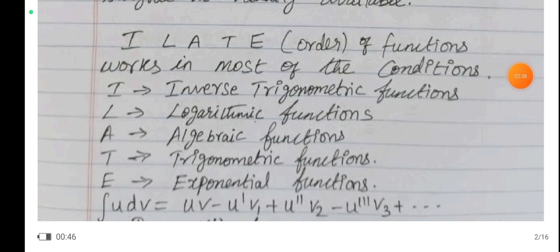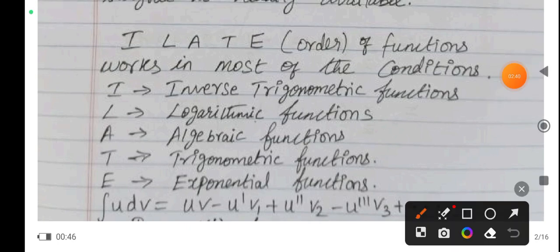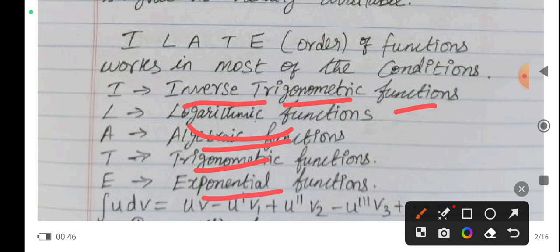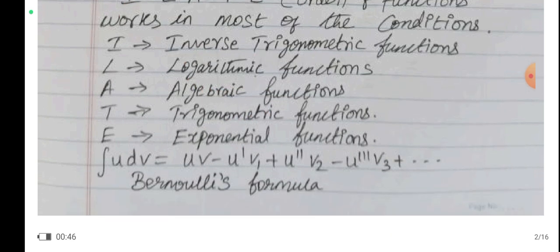What works? ILATE. I means inverse trigonometry comes first, then logarithmic function, then algebraic, then trigonometric, then exponential. But for us only LAE. Why for applied math students only LAE? Inverse trigonometric and trigonometric itself are not there. So for us log, algebraic, exponential, these three only are there.